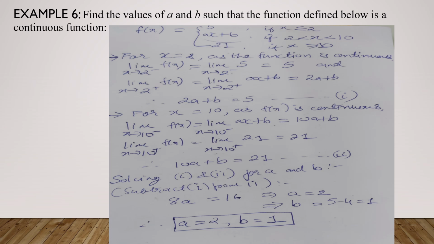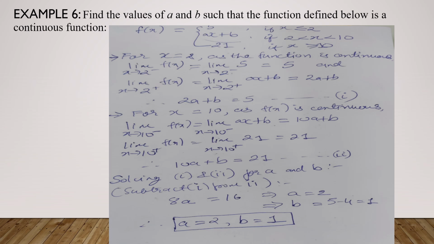First point is x equal to 2. At x equal to 2, limit x tends to c from the left hand side means the left hand limit. In this you will apply the definition of the function, which says f(x) is 5 for x less than or equal to 2. So this limit is 5.